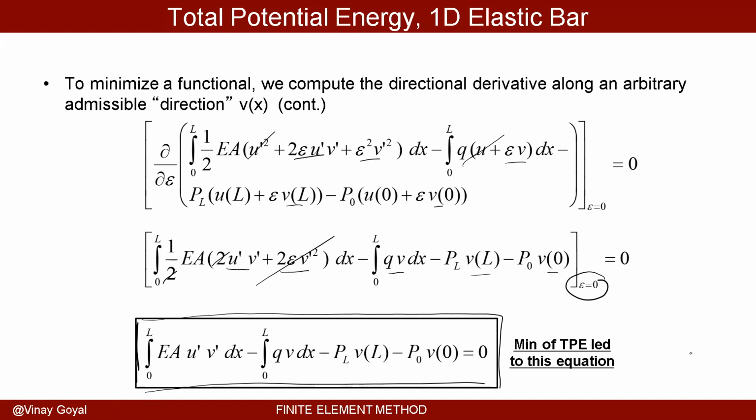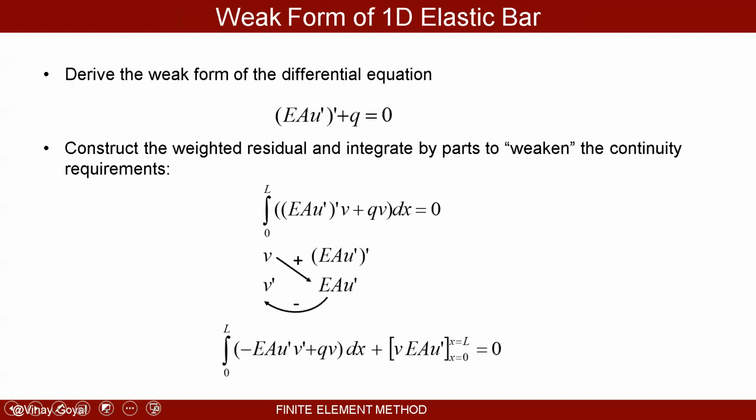Now I start from the total potential energy, and to minimize the total potential energy, what I find is that I get the weak form. So it's almost like they're connected somehow, and they are. If we derive the weak form from this differential equation, if you recall, we talked about forming the weighted residual, so multiply the whole thing by v, which you see here. We talked about integrating by parts so we can share the order of differentiation.